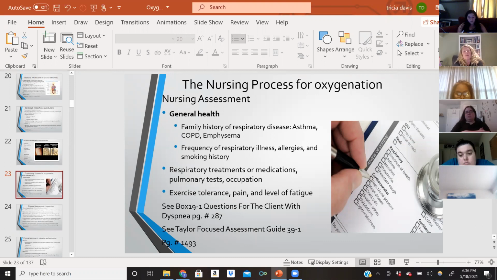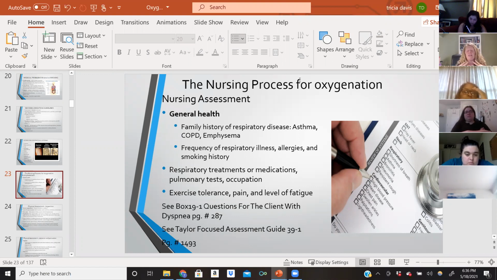All right. So our nursing assessment: what we're going to do when we get a patient, how are we going to assess them for oxygenation? So we want to know what their general health is. When we first see our patient, if you're in the outpatient center or the inpatient hospital, you're going to do that snapshot assessment. So you're going to look at their color. Are they nice and pink or are they blue? Are they on room air, breathing comfortably, or are they on oxygen?